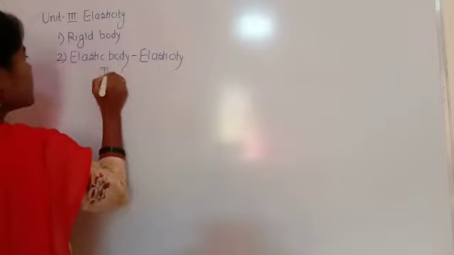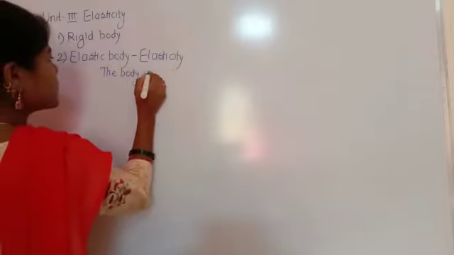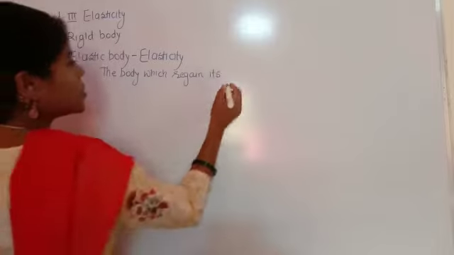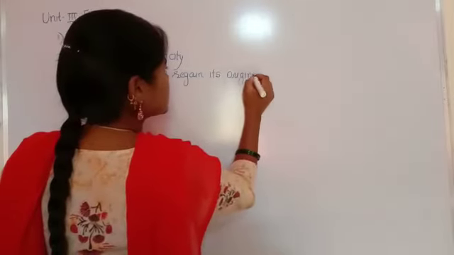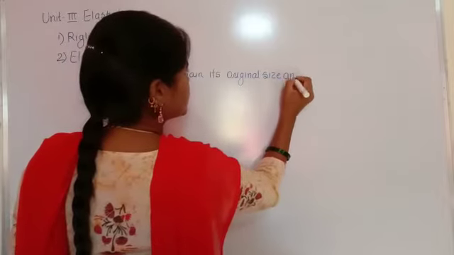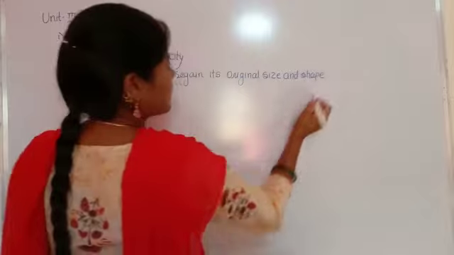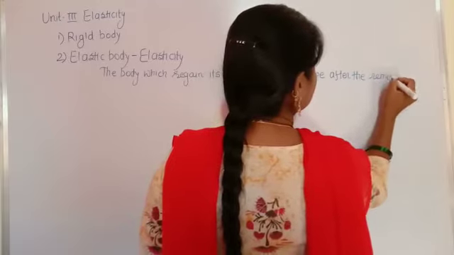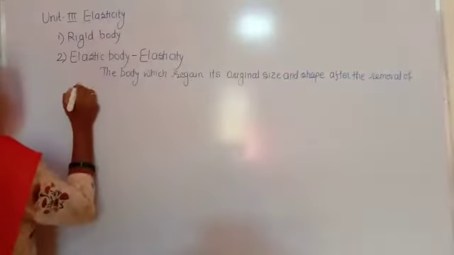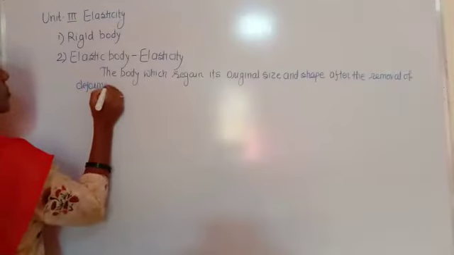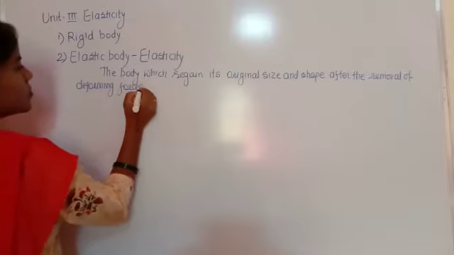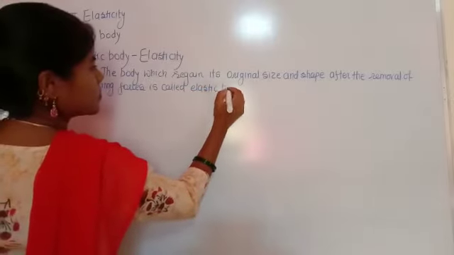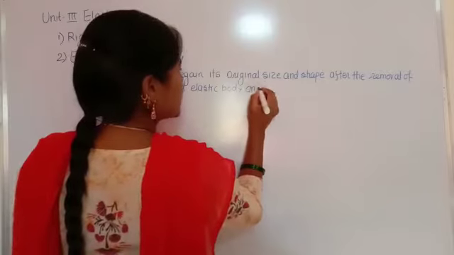Elasticity means the body which regains its original size and shape after the removal of deforming forces is called an elastic body, and the property is called elasticity.